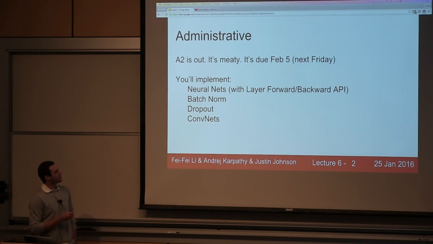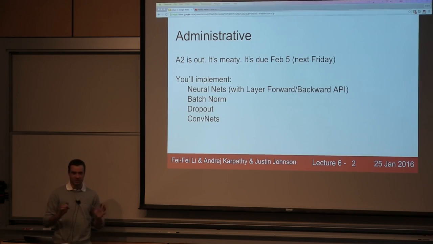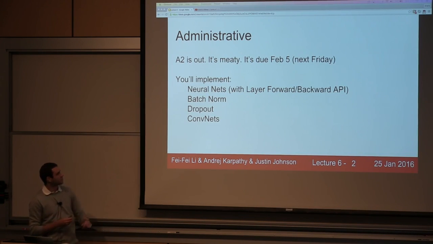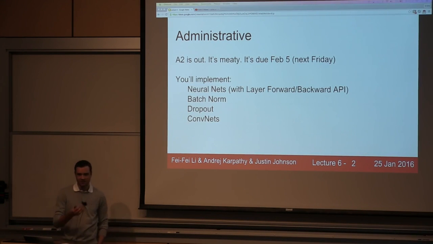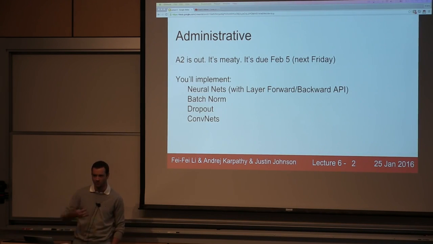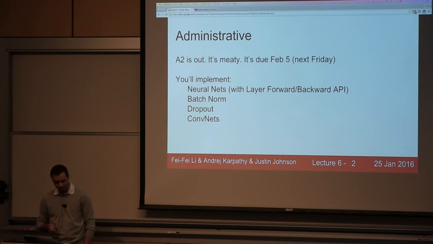Okay, and assignment 2 is out, as a reminder. It's quite long, so I encourage you to start earlier. It's due basically next Friday, so get started on that as soon as possible. You'll implement neural networks with the proper API of forward-backward passes, and you'll see the abstraction of a computational graph. You'll also implement batch normalization and dropout, and then you'll actually implement convolutional networks. So by the end of this assignment, you'll have a fairly good understanding of all the low-level details of how a convolutional neural network classifies images.